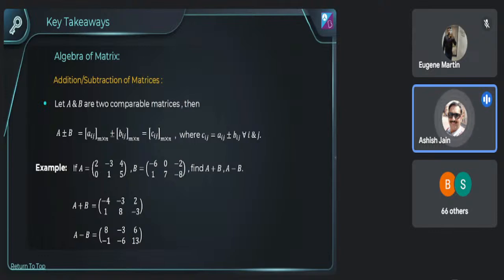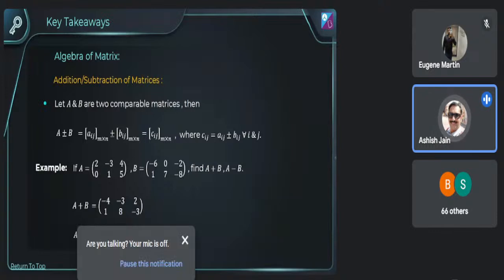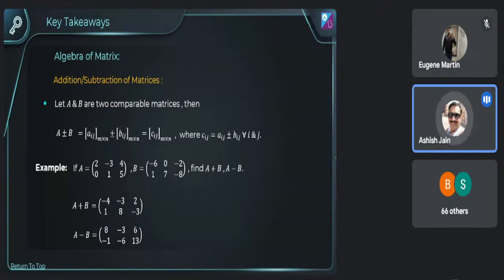Clear? Suppose I have a matrix capital A as 2, -3, 4, 0, 1, 5. I have a matrix capital B as -6, 0, -2, 1, 7, -8. Here I need to find the value of A plus B or A minus B. It's a very standard question. Generally in short answer questions, दो मैट्रिक्स दिए रहेंगे, आपसे बोलेंगे इसका A plus B निकालिए या A minus B निकालिए या A plus twice of B निकालिए, A minus thrice of B निकालिए. So first of all, to obtain twice of B, you have to multiply each element by whatever is the scalar value here, and then simply add it.